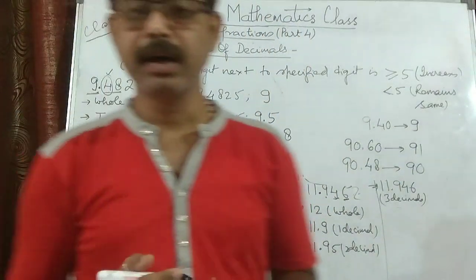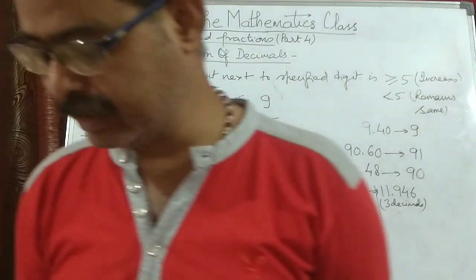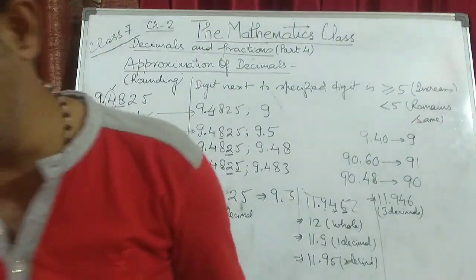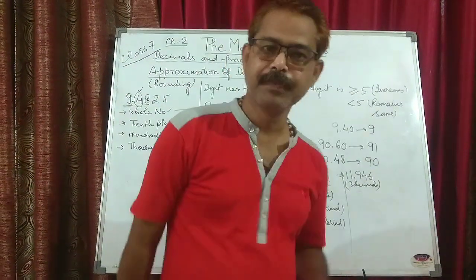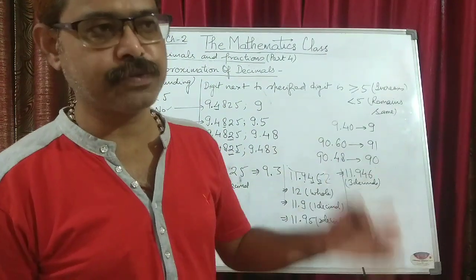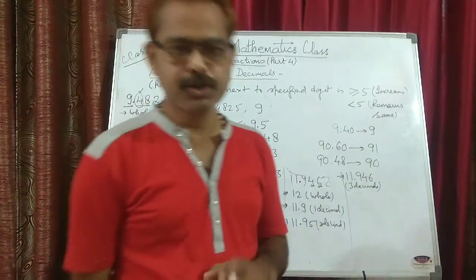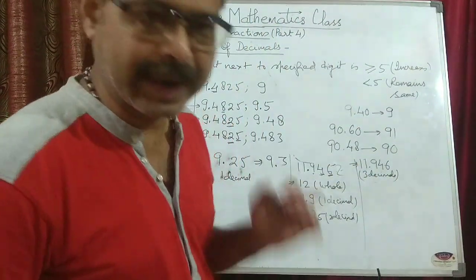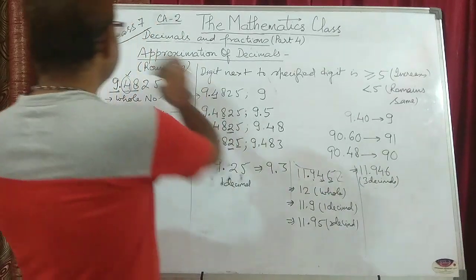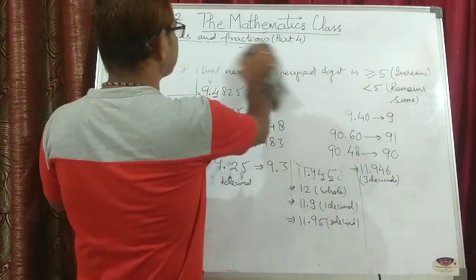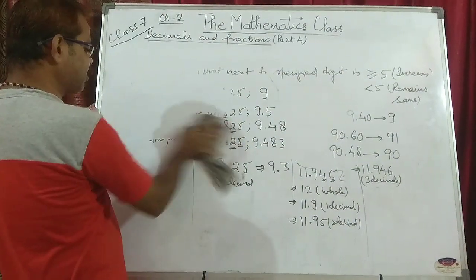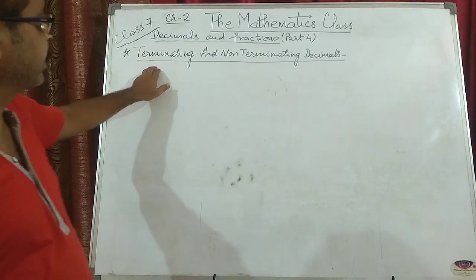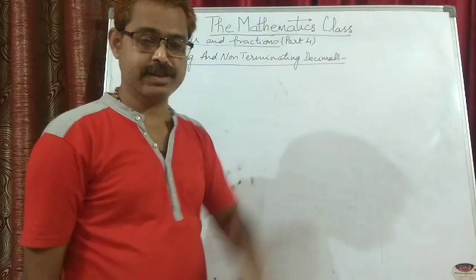Now we move on to the next topic. Before that, there is an exercise 2D, and it is only to convert the decimals, rounding of the decimals at various places as whole number, as 1 decimal, 2 decimal, 3 decimals. So we are not solving this exercise. You can do it in your practice notebook. We move on to the next topic, that is terminating and non-terminating decimals.